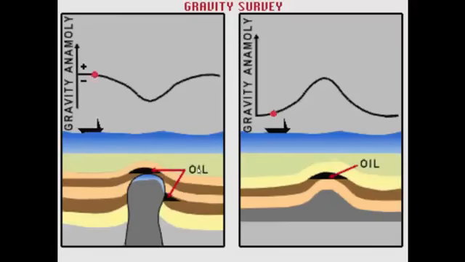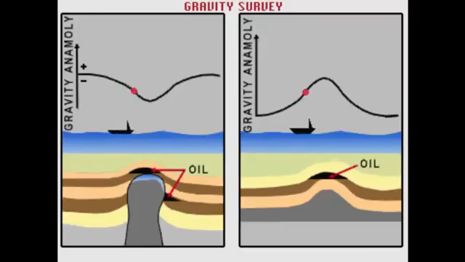A gravity survey involves the precise measurement of the gravitational pull, G, at close stations along the track using a very sensitive instrument called the gravimeter. Positive deviations from the regional average indicate heavier rocks, whereas negative anomalies imply relatively lighter rock.